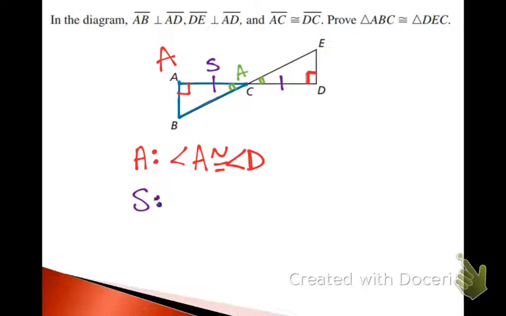Then we named some sides. What side in the first triangle did we mark? AC was congruent to side DC. Oops. Nobody caught that? I saw it. My bad. It is what it is.